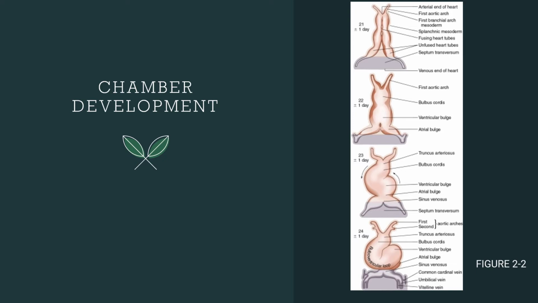8 Note that initially the atrial bulge is inferior to the ventricular bulge. Between days 23 and 28, a process referred to as dextrolooping occurs, whereby the ventricular bulge balloons into a C-shaped loop that pushes the atrial bulge in a superior direction. See Figure 2-2.